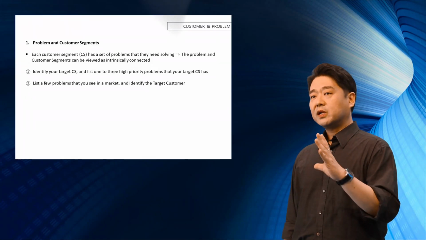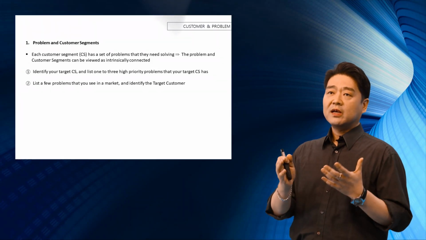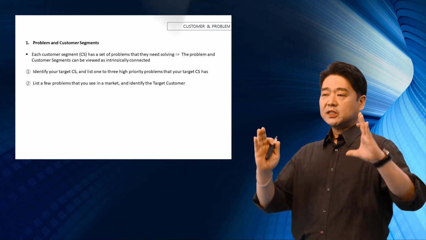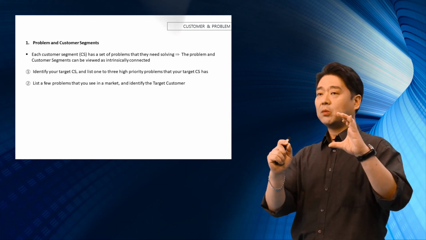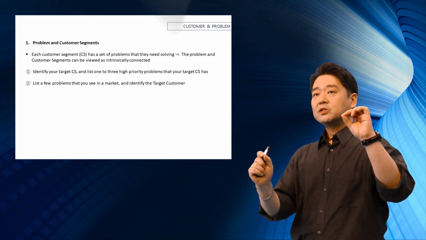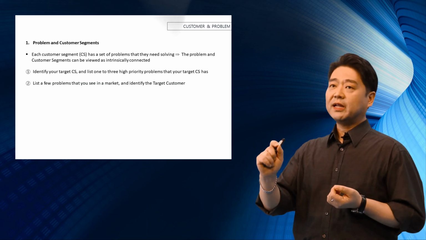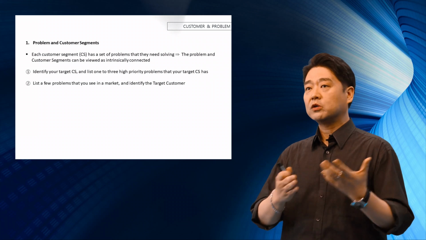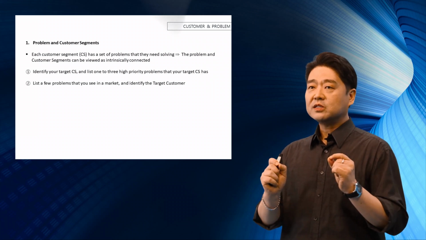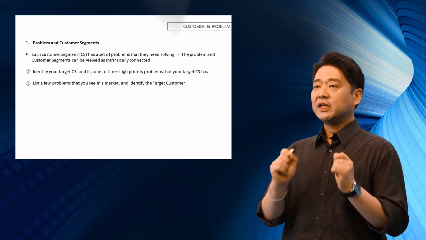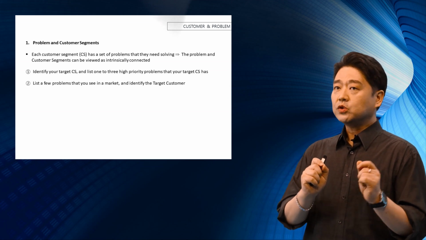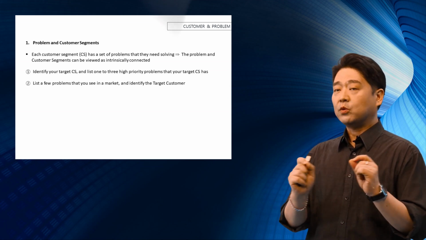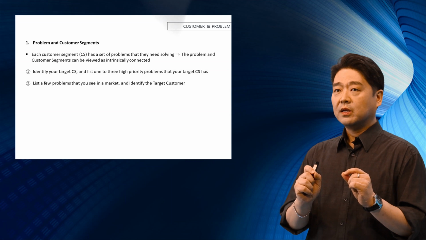When you're reading through articles and looking up the internet, sometimes you see these Lean Canvases that have numbers from 1 to 9. Sometimes people say you need to fill out problem first. Sometimes they say no, you have to go with customer segments first. The thing is, they are intrinsically connected, so you cannot separate them in any way. You have to do it at the same time.